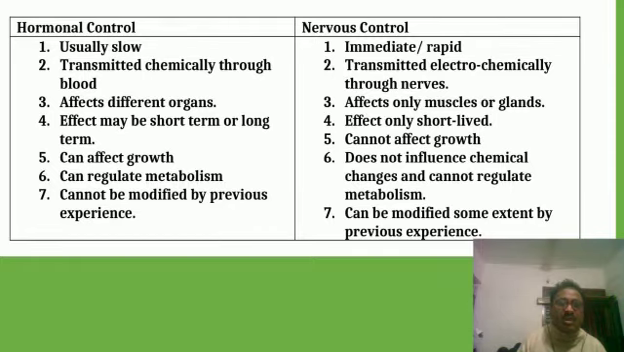Then next, hormonal control can affect growth, but nervous control cannot affect growth. Hormonal control can regulate metabolism, but nervous control does not influence chemical changes and cannot regulate metabolism. Now to the last point, hormonal control cannot be modified by previous experience, but nervous control can be modified to some extent by previous experience, like that of conditioned reflexes.